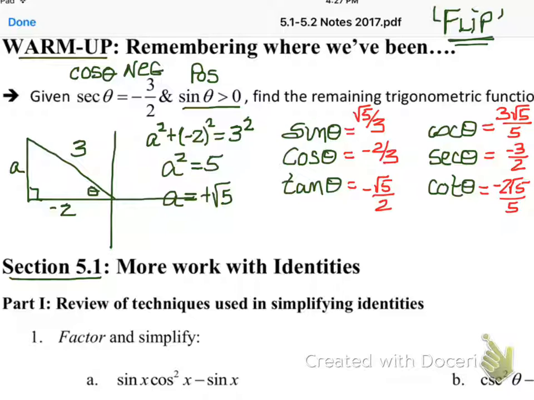Okay, so I hope that you have successfully maneuvered this review problem. Make sure you've got all your negatives in the right place. Make sure that your answers for cotangent and cosecant have been rationalized.